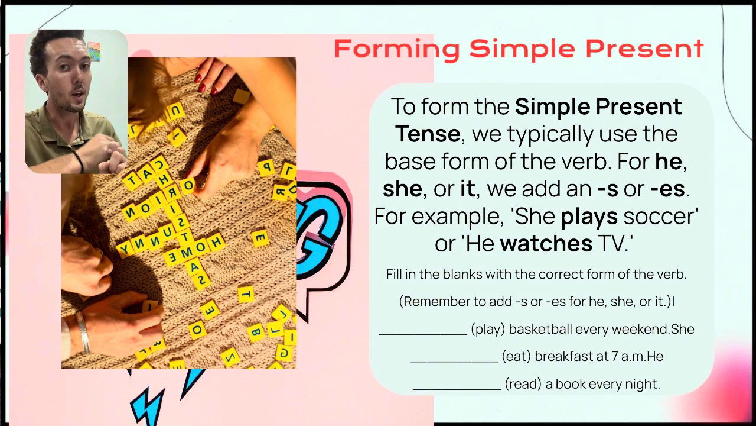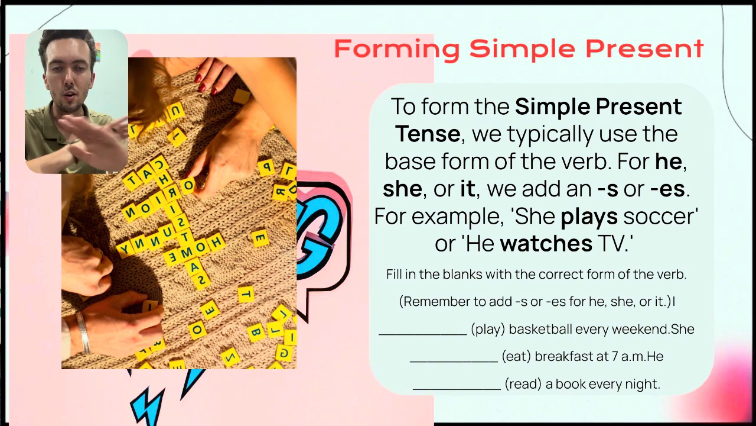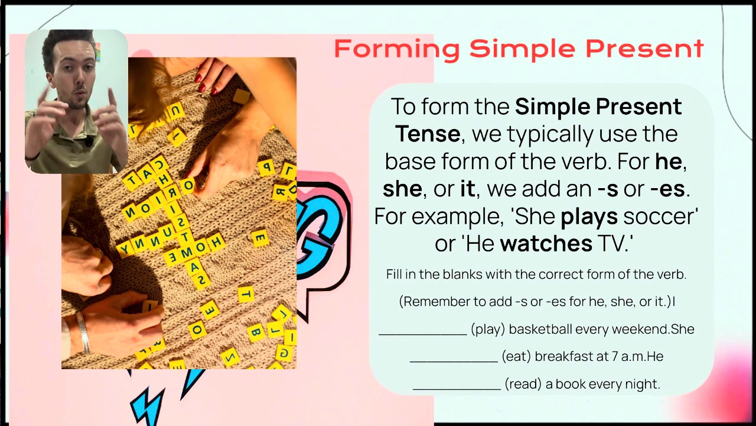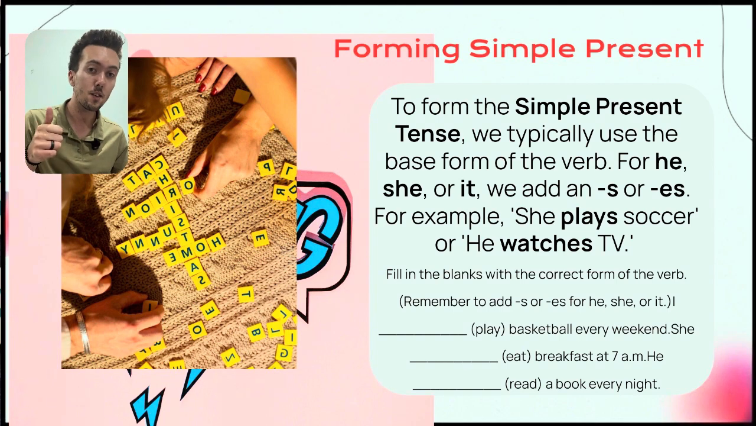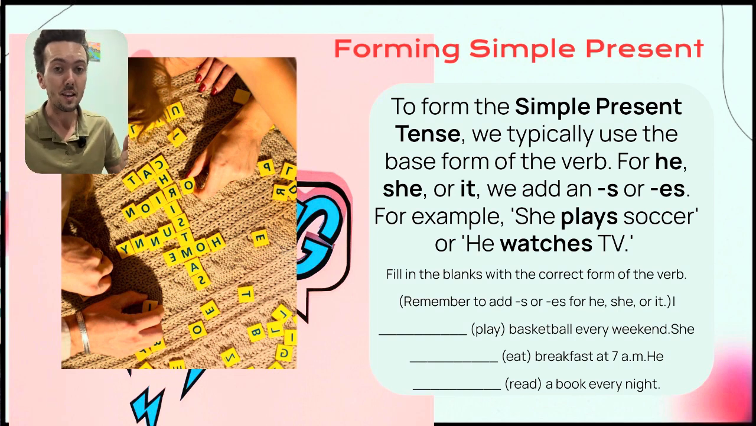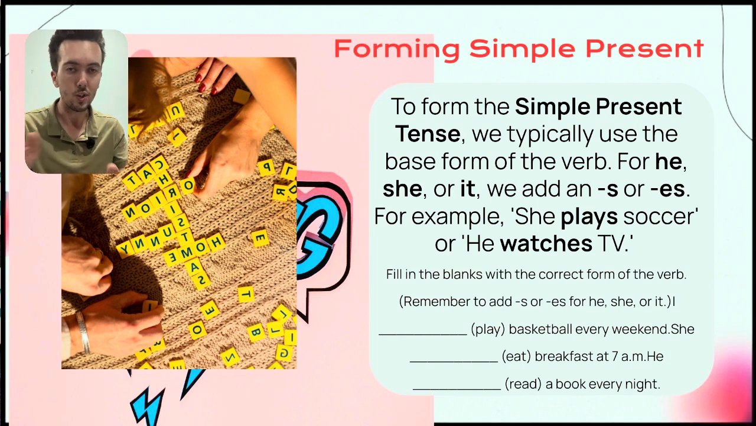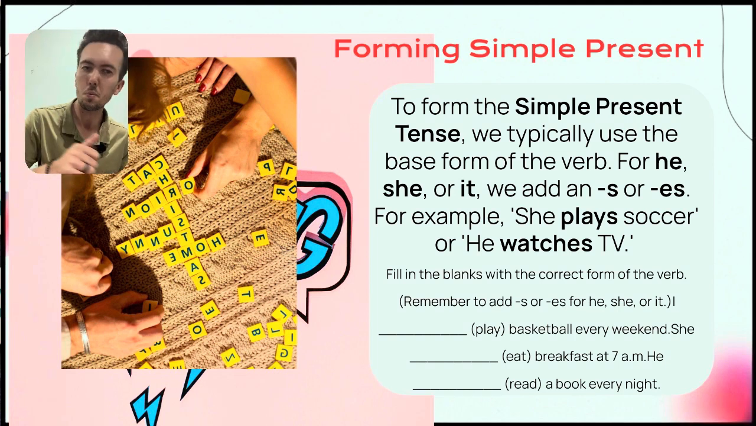The first is if we use I, you, we, or they, it's quite easy. The form of the verb is simple. There's no fancy attachments. But when we use he or she or it, we need to add either an S or an ES. Remember those two rules, and then this activity will be super easy for you.